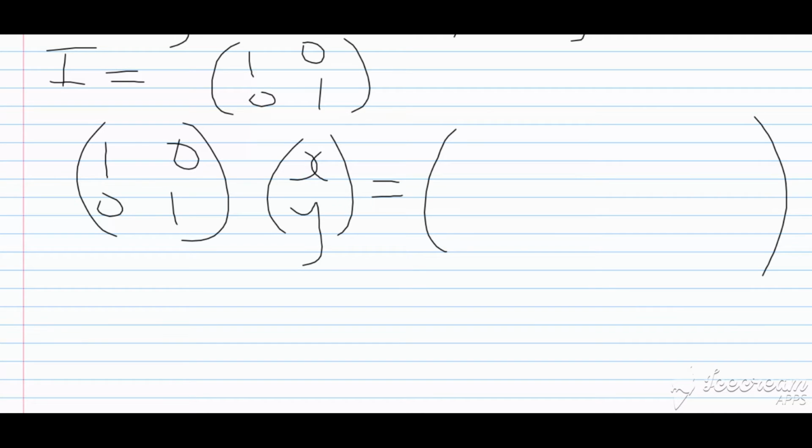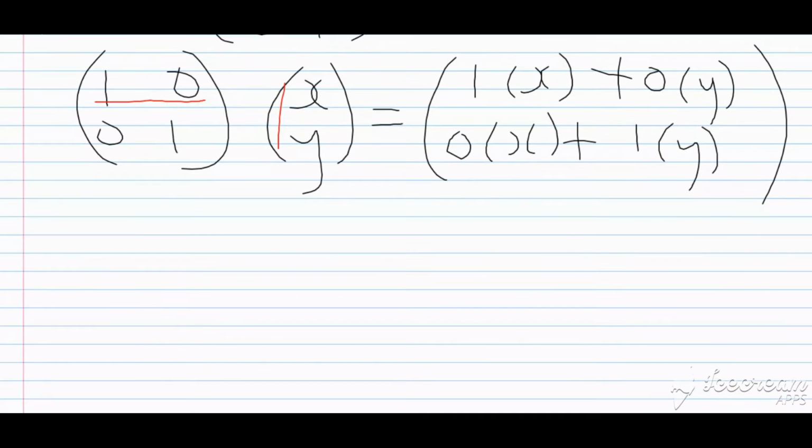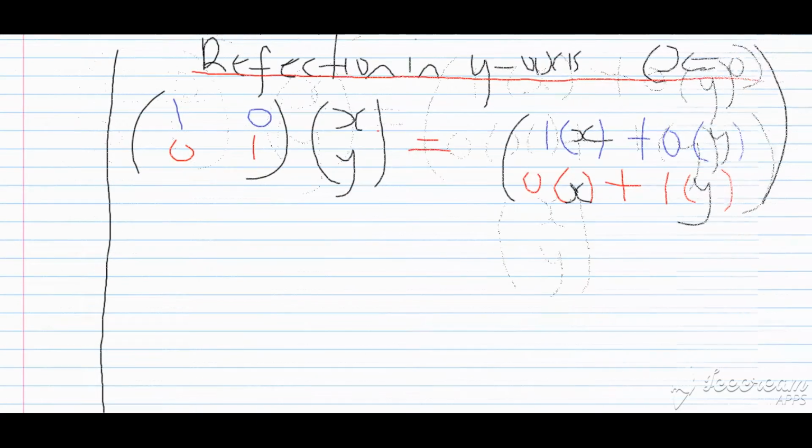Remember, when we multiply a matrix, we multiply rows by column. So in this case, I'm going to have 1 times x plus 0 times y. Then I'm going to have 0 times x plus 1 multiplied by y. Now when I break this down, it simply comes down to 1 times x plus 0 times y. That is going to give me x. And likewise down here, I'm going to end up back with y.